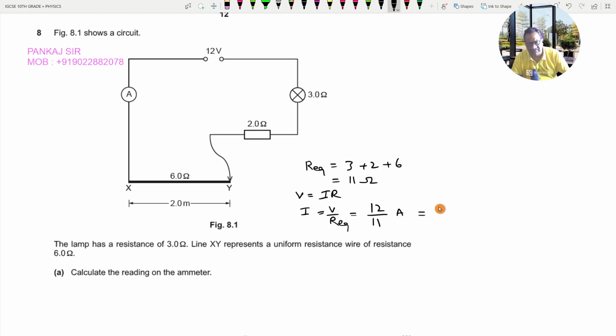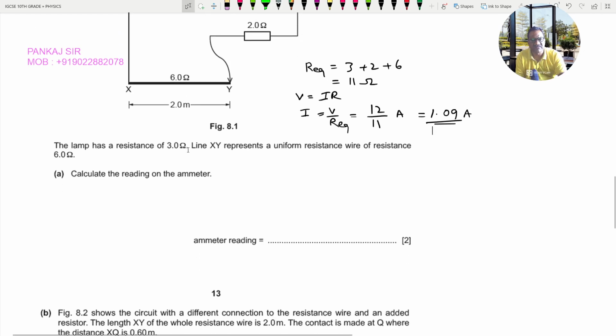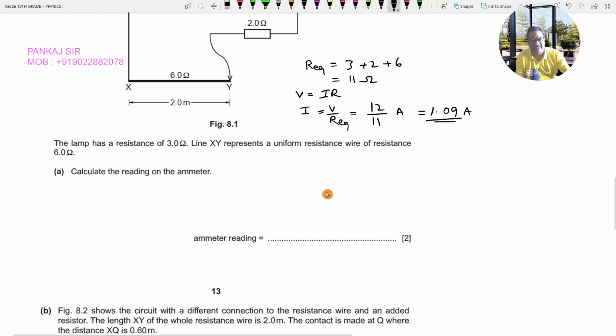And 12 divided by 11 works out to 1.09 ampere. The answer is 1.09 ampere. So the calculated reading on the ammeter should be 1.09 ampere.